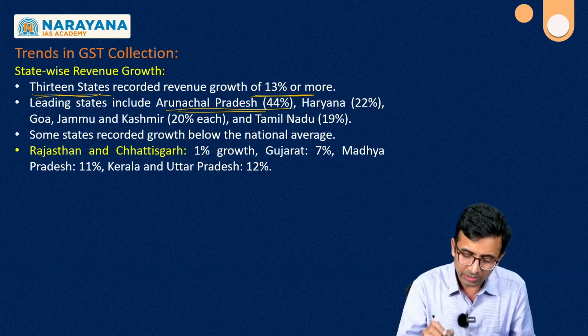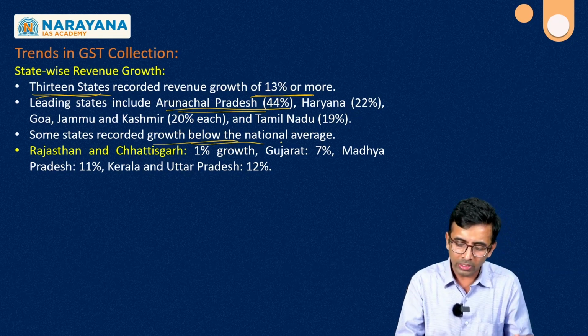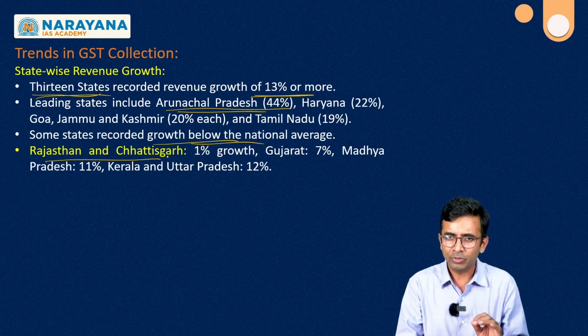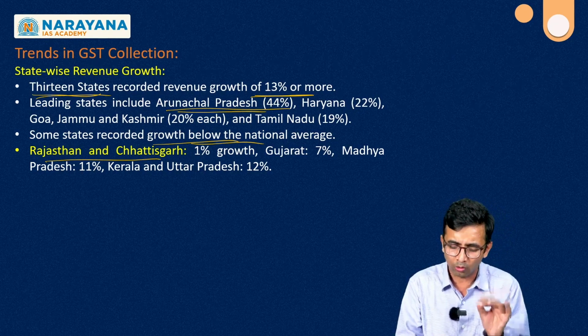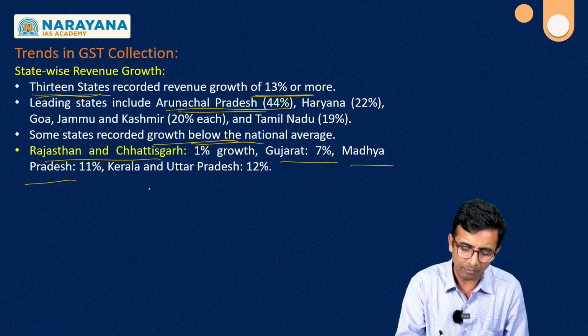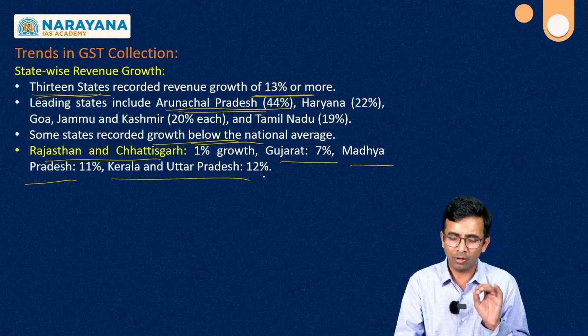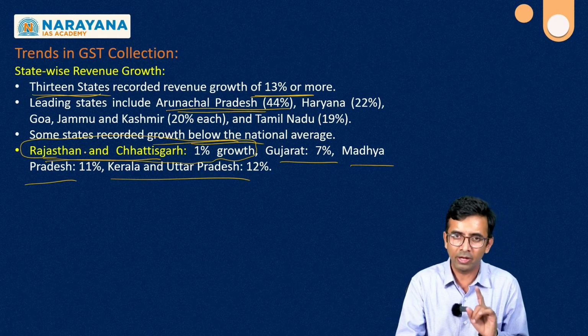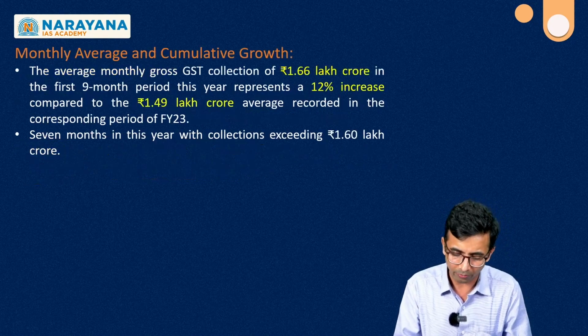And there are certain states which have recorded a growth below the national average. Particularly Rajasthan and Chhattisgarh, as you see, they have recorded a mere growth of 1%, and Gujarat at 7%, Madhya Pradesh at 11%, Kerala and Uttar Pradesh at 12%. Both Rajasthan and Chhattisgarh can be considered as significant from the examination point of view.